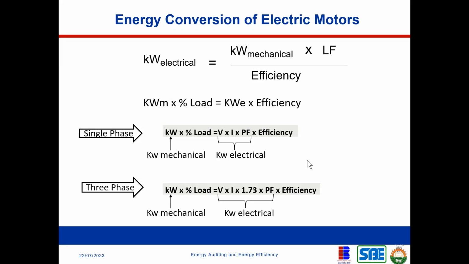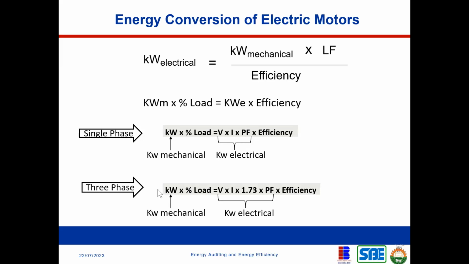Okay, so let's continue. What we are trying to do here is establish the formula for both single phase and three phase. We are trying to make kilowatt mechanical the subject of the formula. Everything that we've derived here is from this very formula. There's nothing new here. Voltage times current times power factor is kilowatt electrical. This kilowatt here is kilowatt mechanical times percentage load, that's the load factor, times efficiency. So that's what we have here.